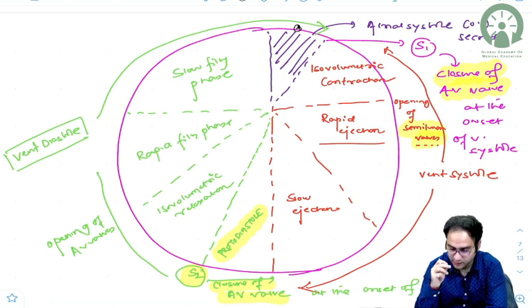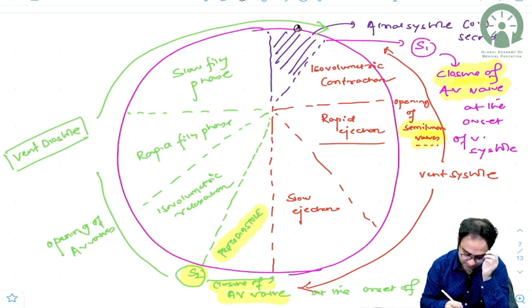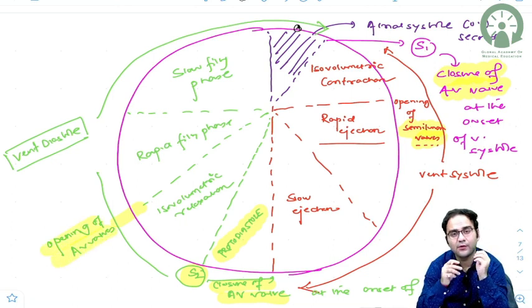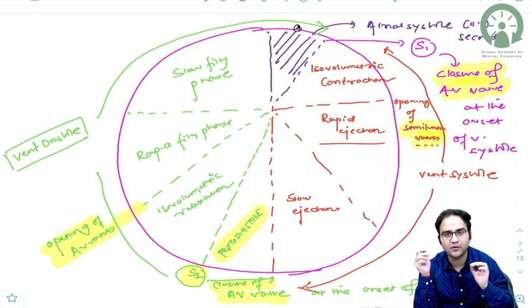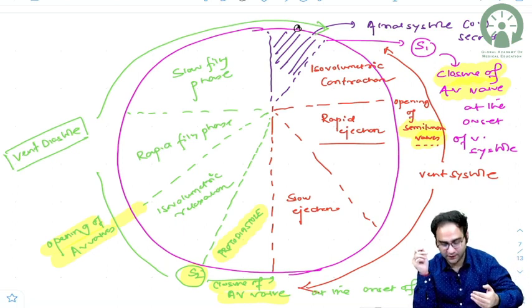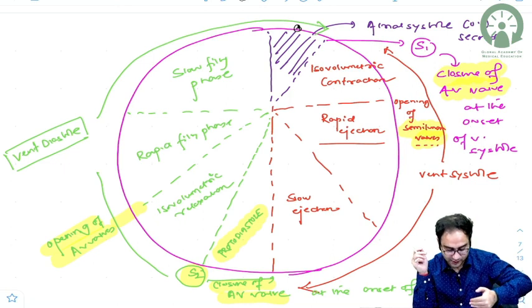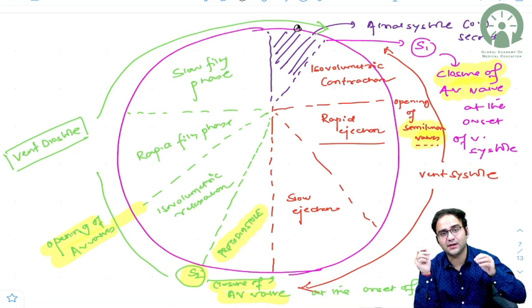Now, at this point of time, both the AV valves and semilunar valves are closed. Then comes the opening of AV valves. The opening of the valve occurs after some time following S2. When the opening of AV valves occurs, then comes the rapid filling phase and the slow filling phase. This explains why the murmur of mitral stenosis is a diastolic murmur.